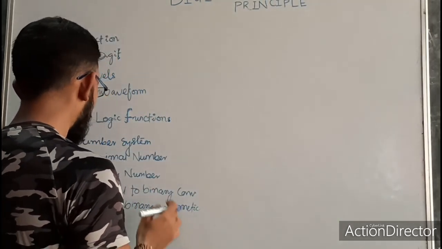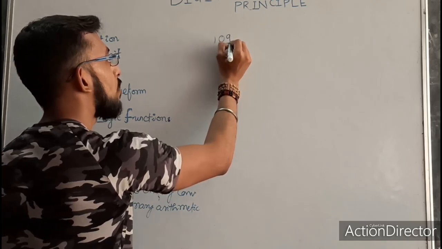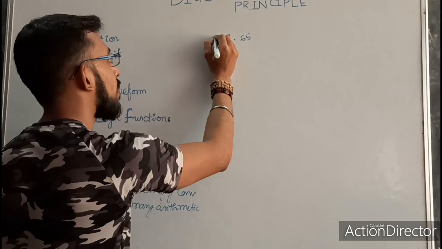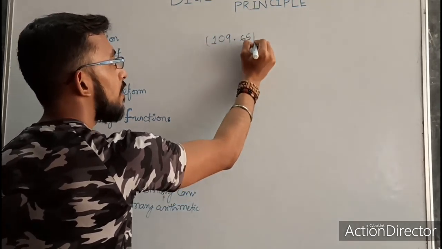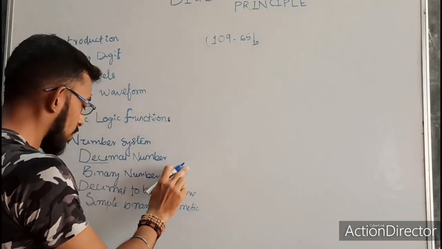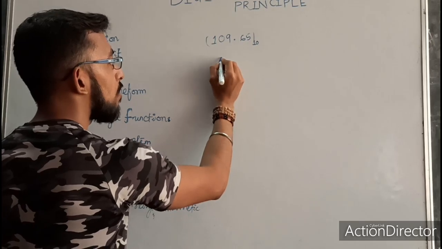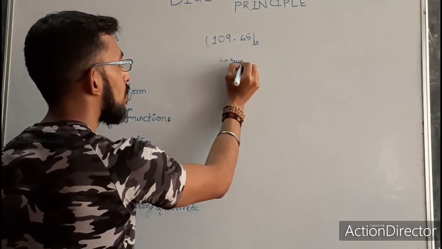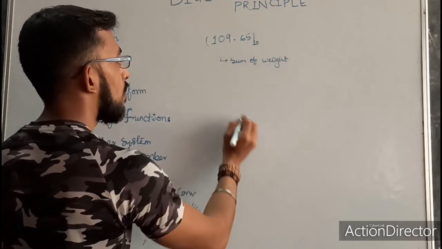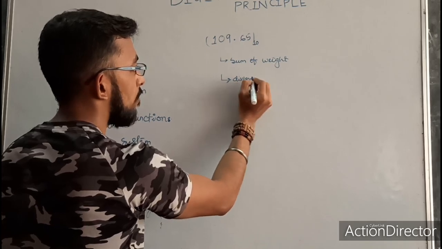Now we have to convert our decimal number into a binary number. Suppose I have a number 109.65. Suppose any decimal number is given, that is base 10. Base 10 means it is a decimal number. We have to convert this number into binary. Okay, so there are two methods. One is sum of weights. The second one is continuous division by 2.